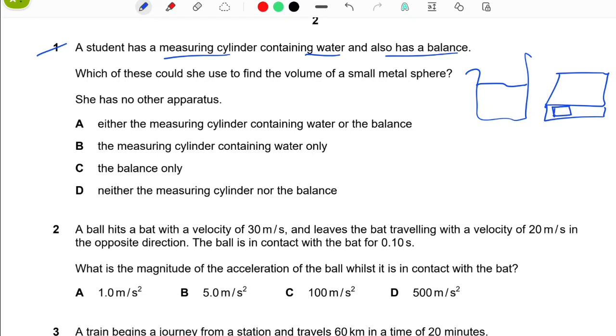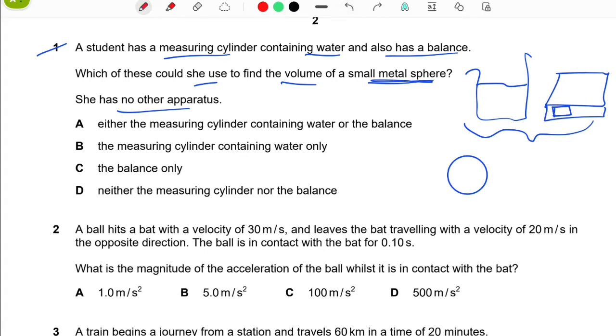So don't go by my drawing, I'm just trying to make you visualize things if you are not able to understand. Which of this could she use to find the volume of a small metal sphere? She has no other apparatus. So the girl only has these two apparatus and she has a metal sphere like this, and she wants to find the volume of it. So this question is pretty much easy, she will just need the measuring cylinder and not the weighing machine.